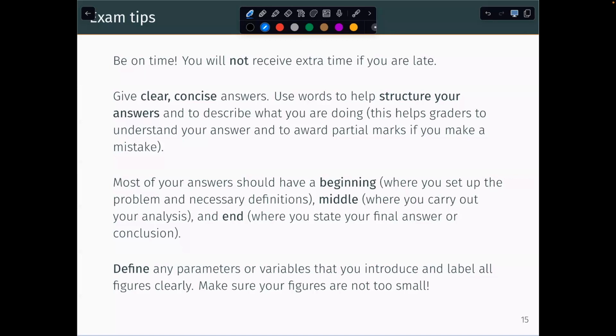Make sure you define everything clearly. Make sure your figures are nice and clear. No postage stamp size figures, please.